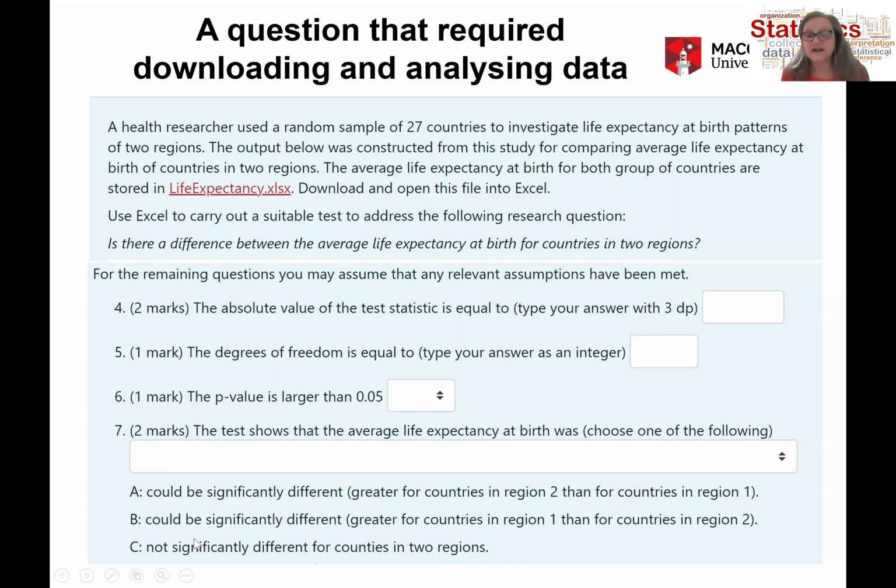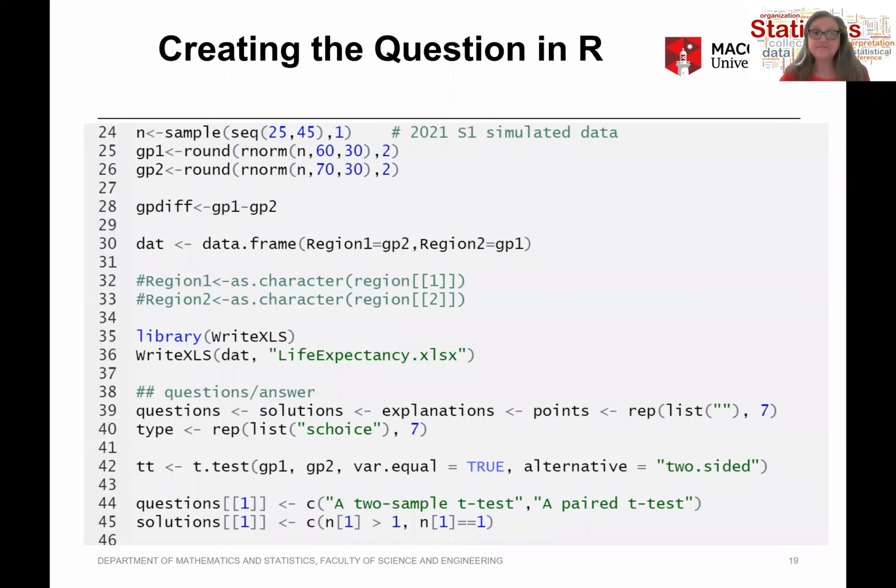So they have to decide which one is the right answer for all their solutions. How I created this question is I randomly created 2 groups from 2 normal distributions. And because this was too simple a question, I also gave them some graphs about the difference between the 2 groups. So they had to choose whether it's an independent 2 sample t-test or a paired t-test.